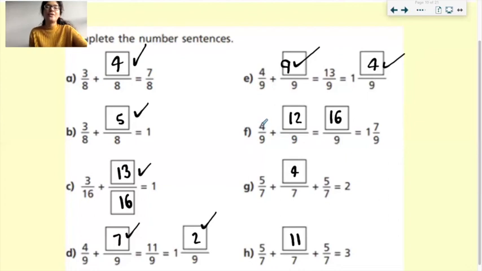Question F, 4/9 plus 12/9 equals 16/9, and that is equivalent to 1 and 7/9. Question G, 5/7 plus 4/7 plus 5/7 equals 2. And lastly, question H, 5/7 plus 11/7 plus 5/7 is equal to 3.